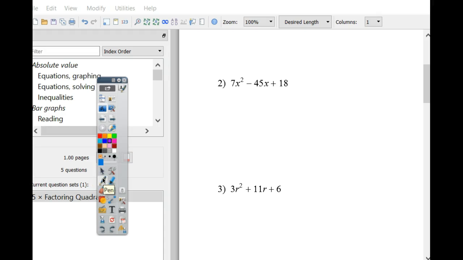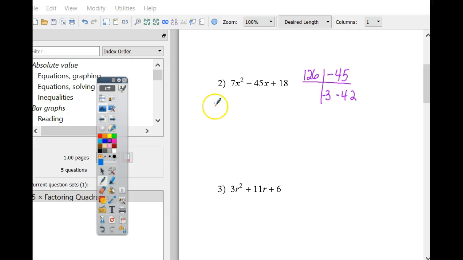So for number 2, my a times c, 7 times 8, gives me, what does that give me? Is it 42? It gives me 126. I had to get a calculator. And my b is negative 45. So I want factors of 126 that add to a negative 45. And my factors are 3 and 42. And this is negative. Both of them are negative. And this is positive. So these both have to be negative.